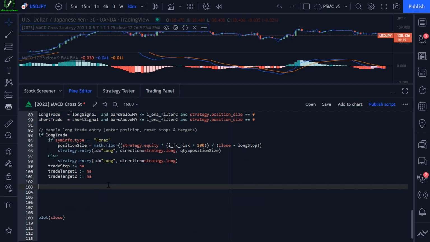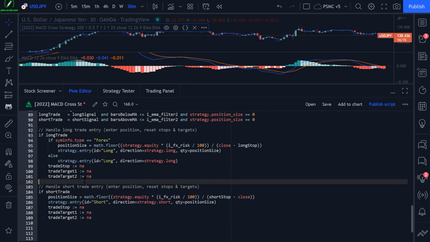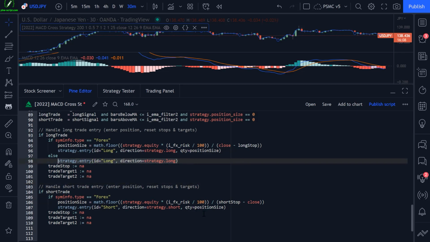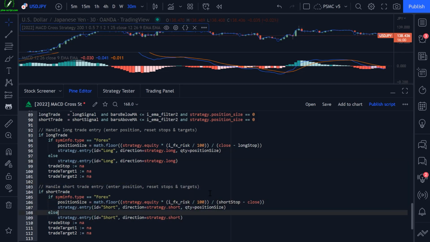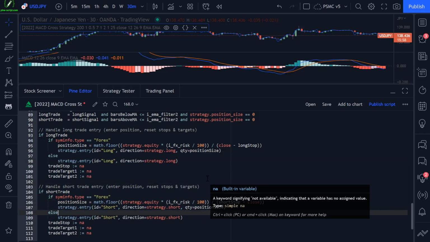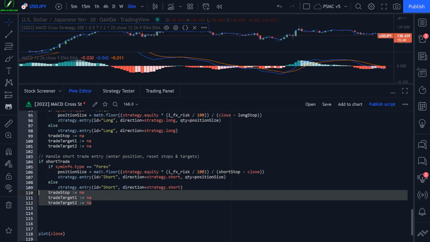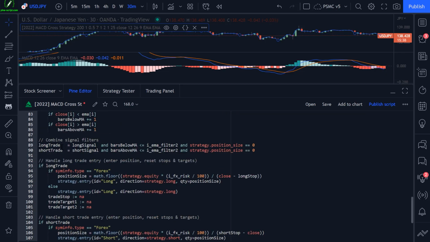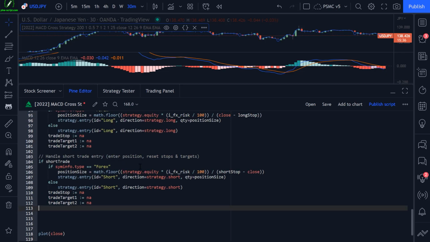And then the next thing we can do is the same thing for short trades. So I can also copy this if statement down here. This is exactly the same as our long trades, but in the opposite direction, obviously. But we're doing exactly the same thing here. We're resetting all of our trade variables to NA. Now, the next thing we need to do is calculate our stops and targets once a position is entered. So I'll start with long trades first and explain this code.